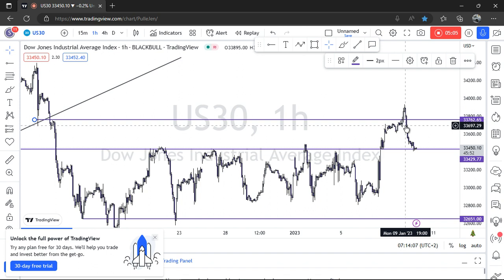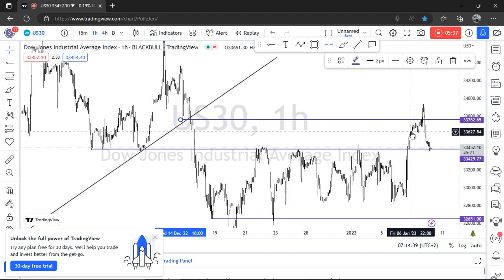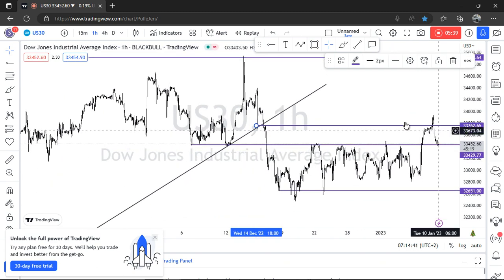I entered on 33775. By the way, it's going to be different because I'm using another broker. And if you're interested in using it, I'll be sharing a link whereby you'll be able to open an account on xnest.com. So I'm short on this one.